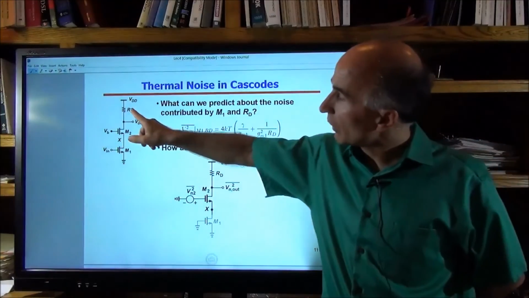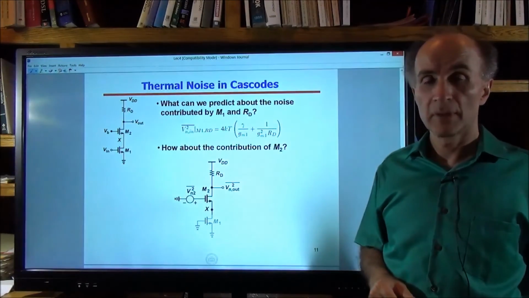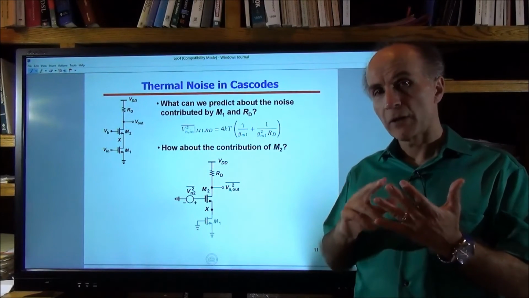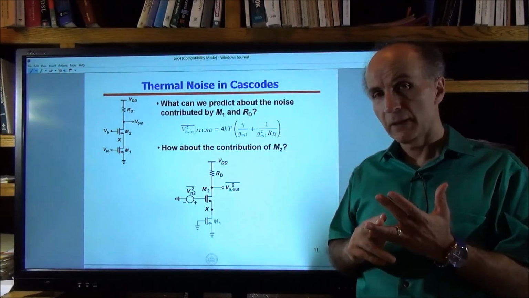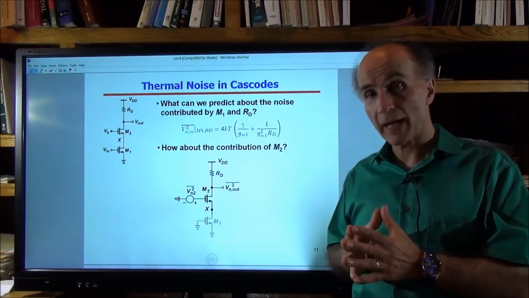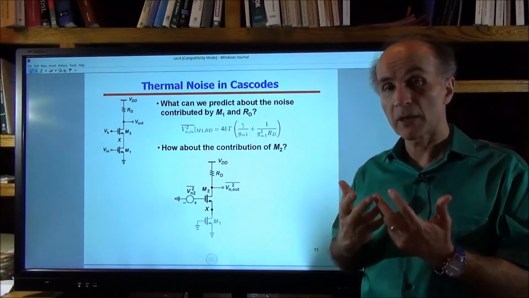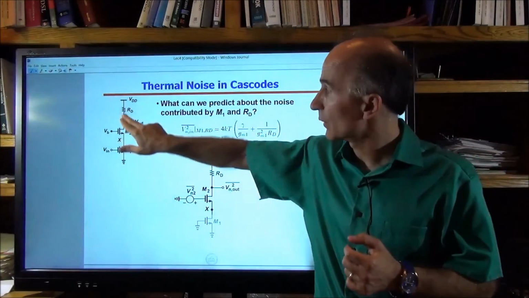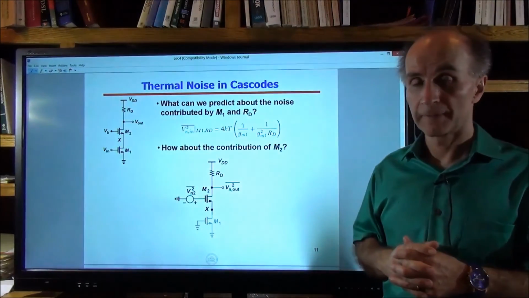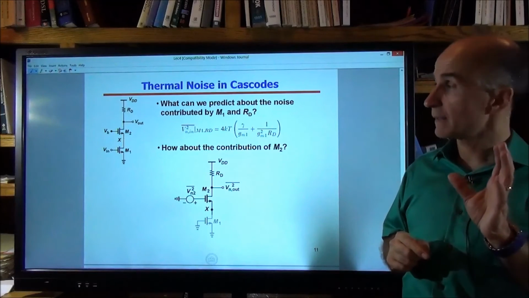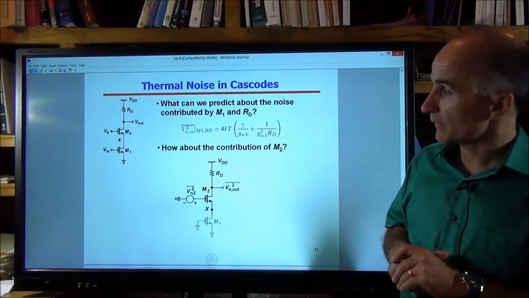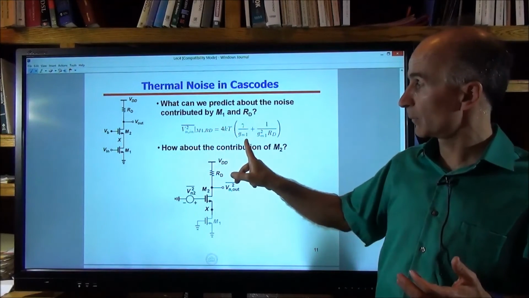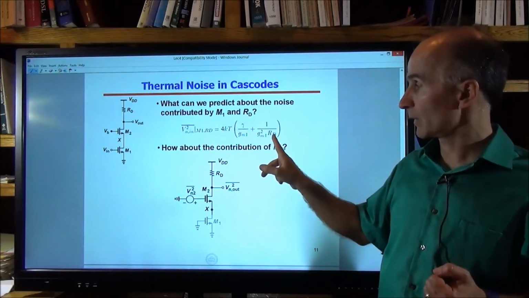And then the noise of Rd also flows to the output node. So as far as the noise of Rd and the noise of M1 are concerned, the output is similar to that of a simple common source stage, right? Because both of these noises are flowing to the output node. So as far as these two contributions are concerned, the input referred noise is just 4kT gamma over Gm1 plus 1 over Gm1 squared Rd.